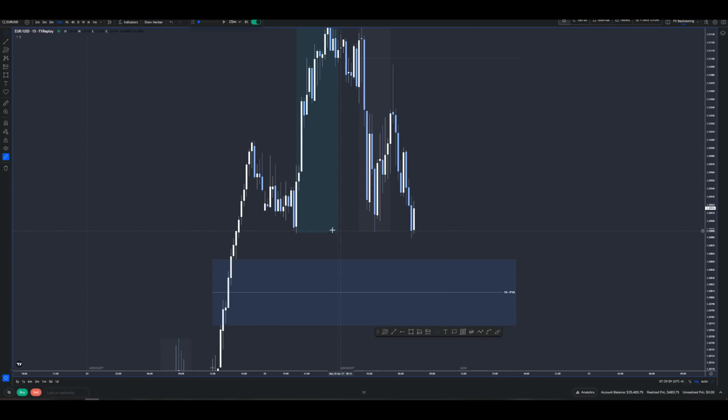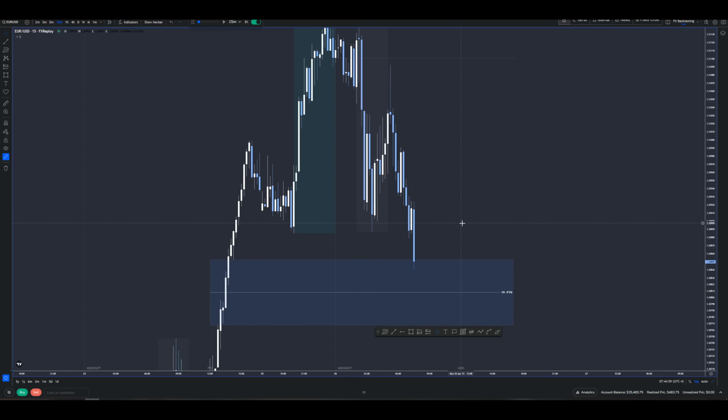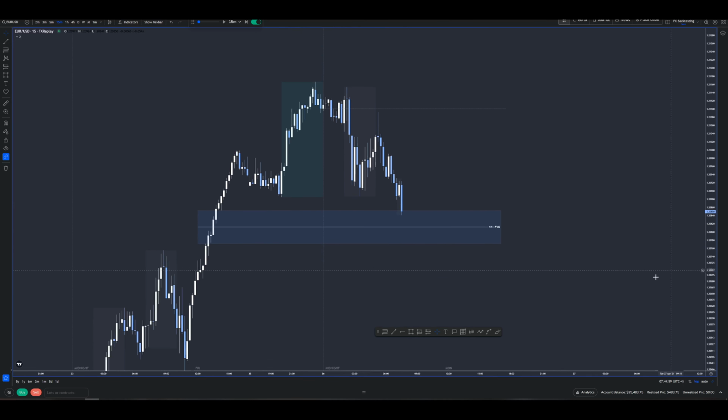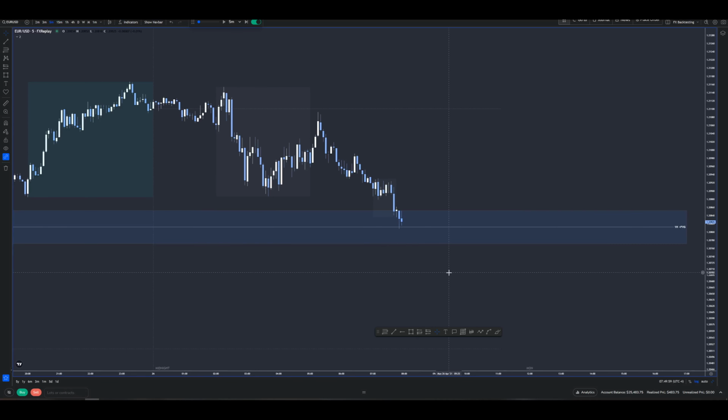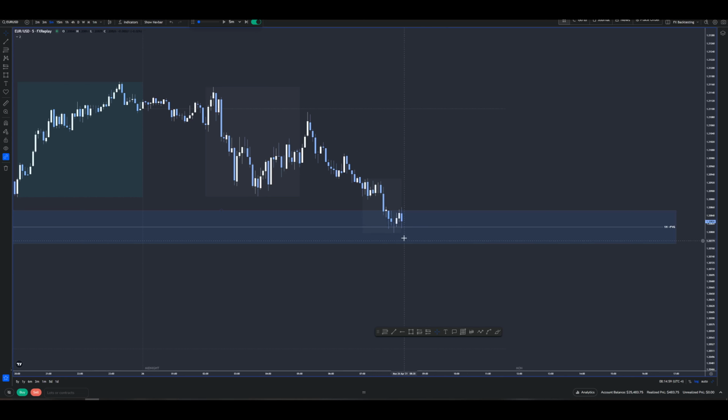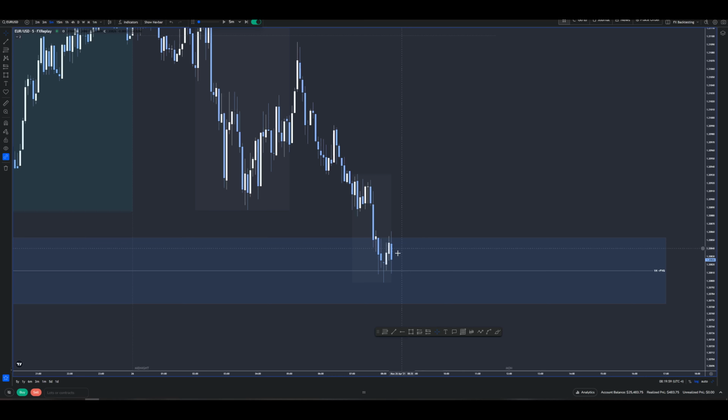So I'm not looking for shorts anymore because it's almost at that low. And we now took these lows, by the way. And there we have it. We are now in this discount area. So what I'd like to see now is some bullish price action. Look how it behaves at the mid-level of that fair value gap.